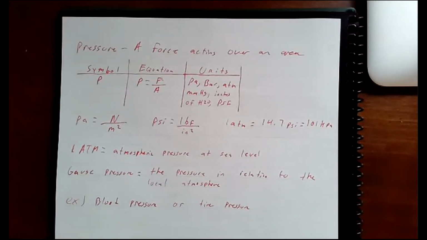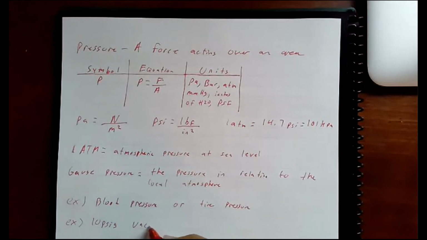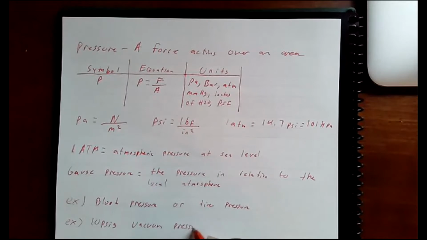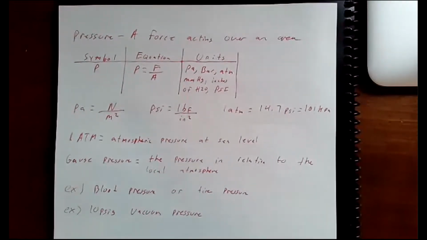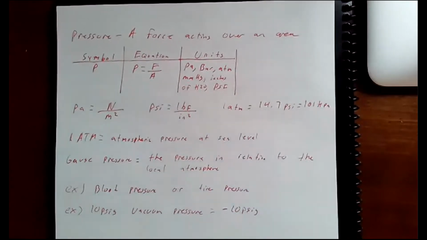You see PSIG, that's usually negative when it's relating to vacuums. So this is called vacuum pressure. So if you see negative 10 PSIG, we're saying that it's basically negative. Understood to be. Okay.